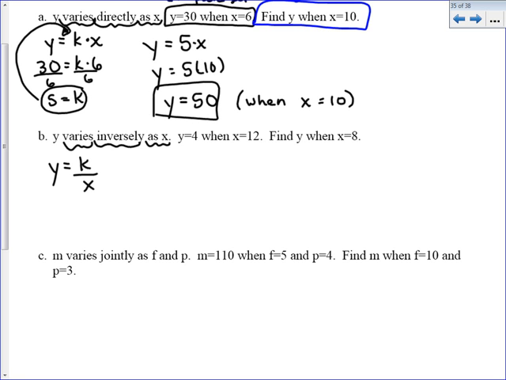Y equals 4 when x equals 12. So there's our complete set of information, and that complete set always lets us solve for k. So I'm going to put in 4 for y. K is still there, and 12 for x. What's k equal? 3/12 is 1/4, not 4.